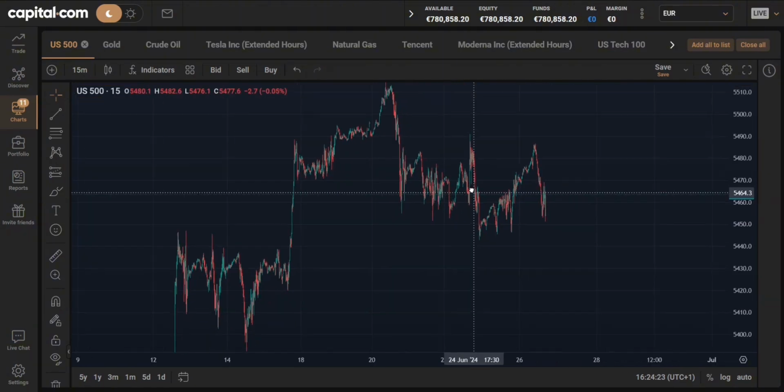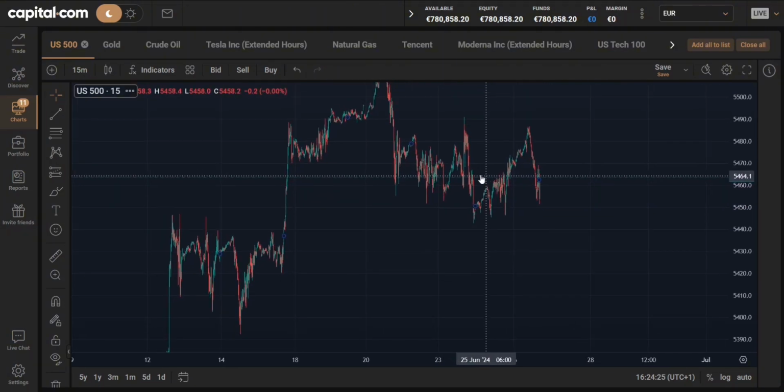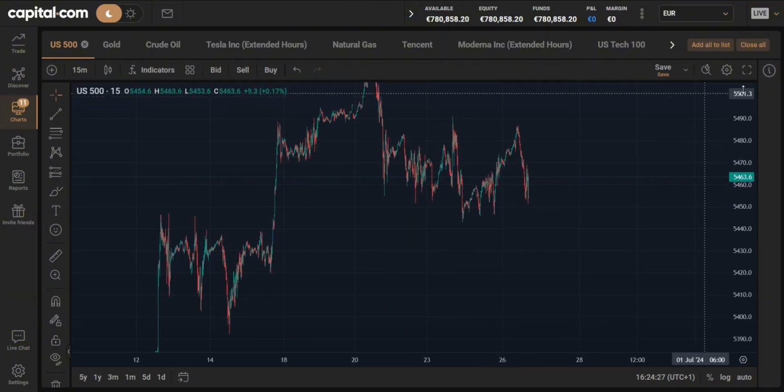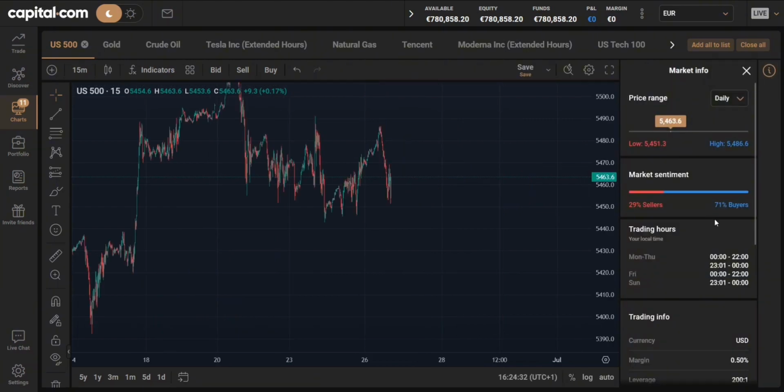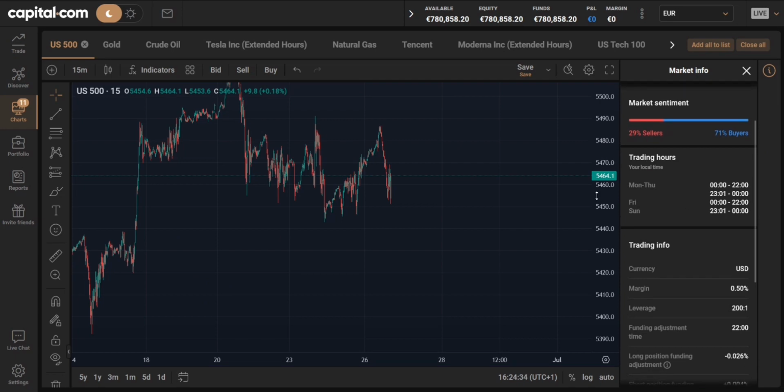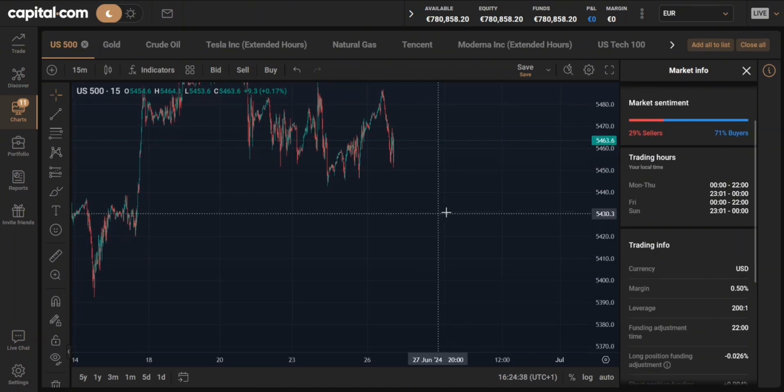So what I'm going to do here is go ahead and take a short position on the S&P 500. And in this case, we're going to take it at 5,463. And we're going to set a target for 5,430. We'll see how that turns out.